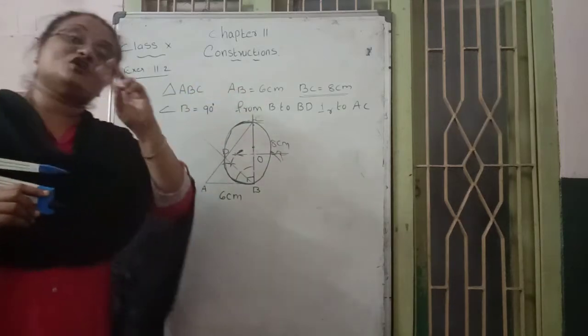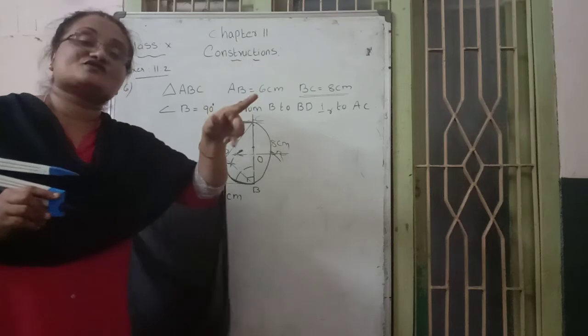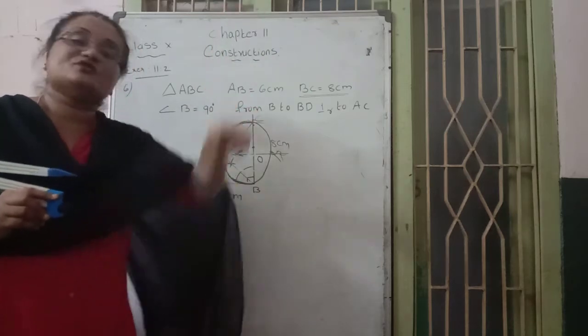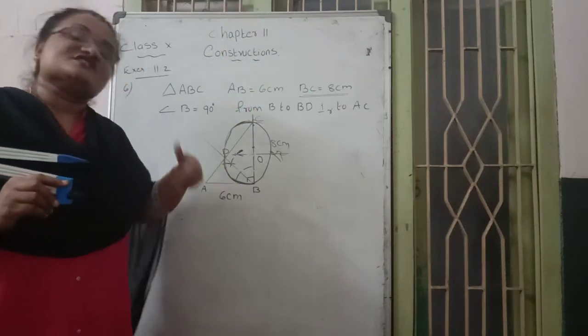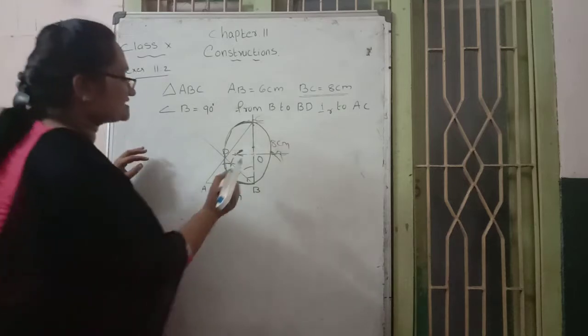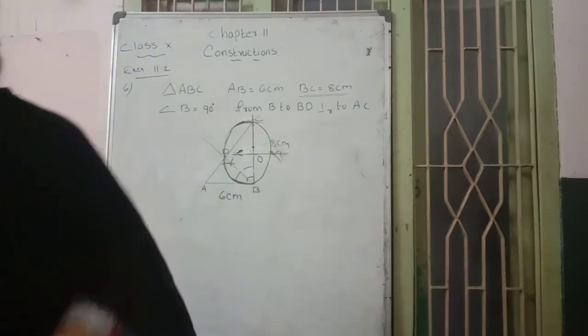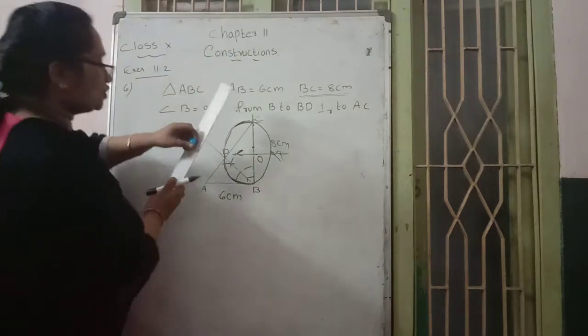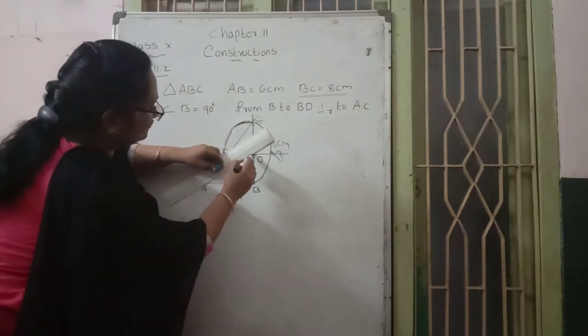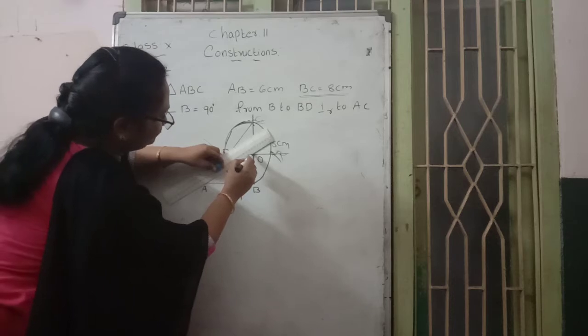Then we want one more circle. Only with the intersecting points of those two circles can we draw a tangent. How to draw the second circle: see, join the points O and A. We want to join the line O to A.